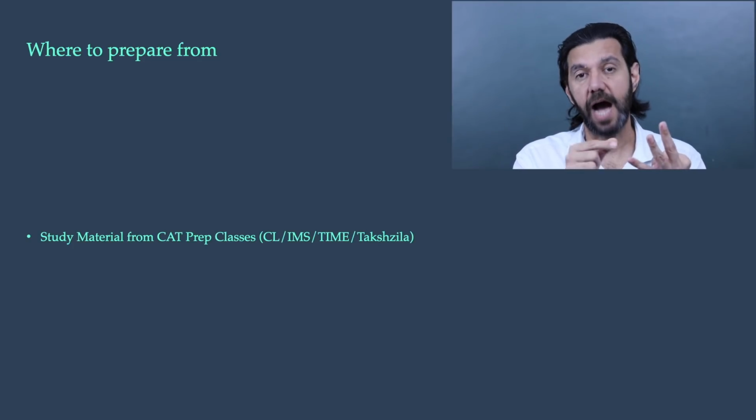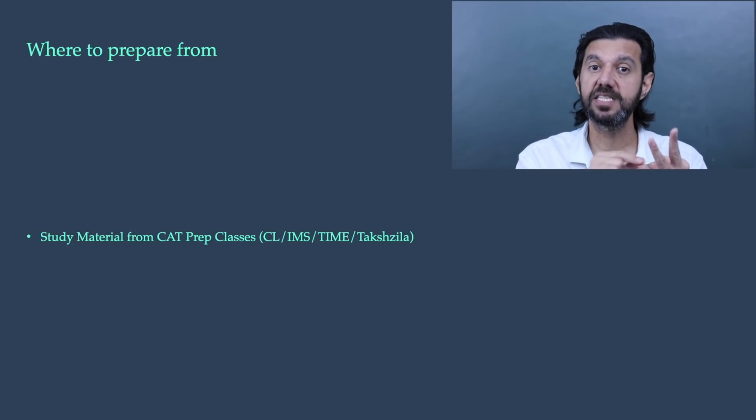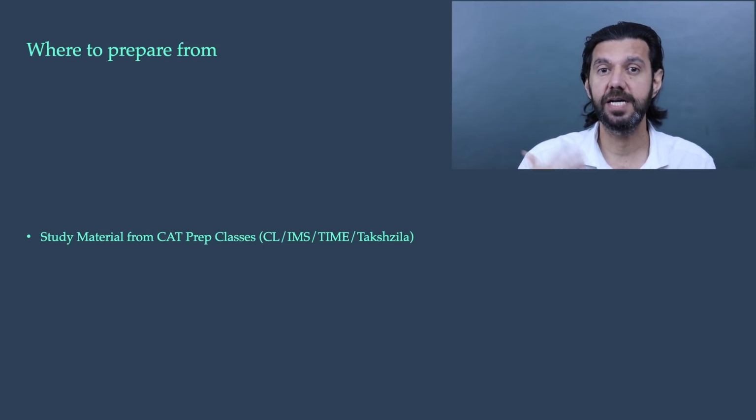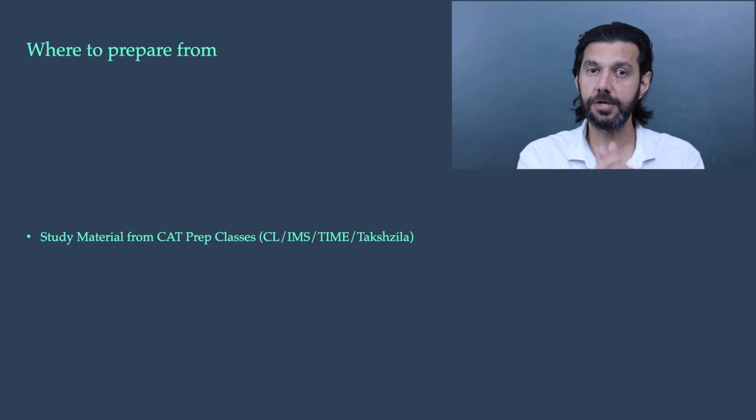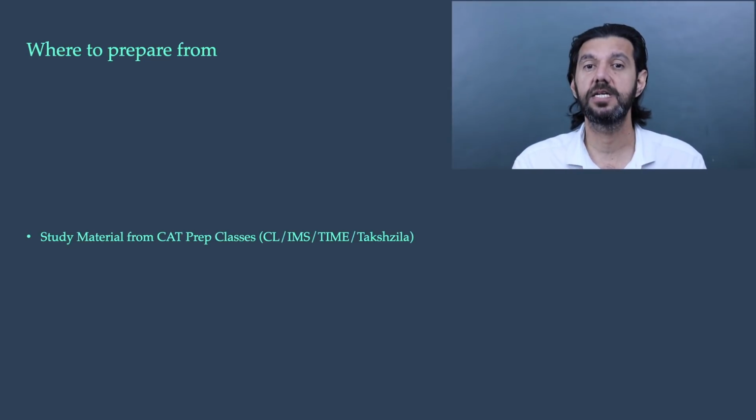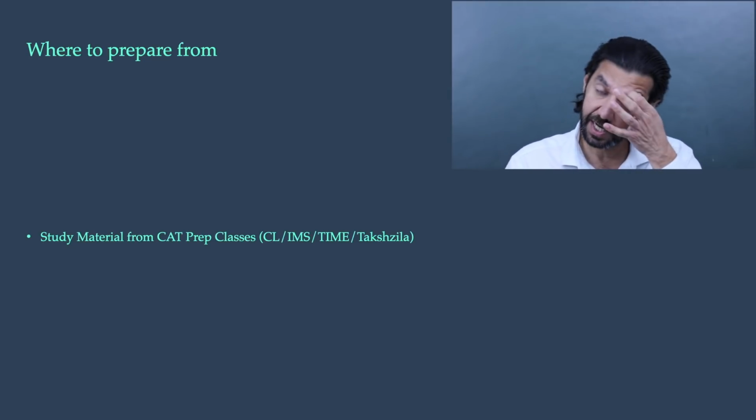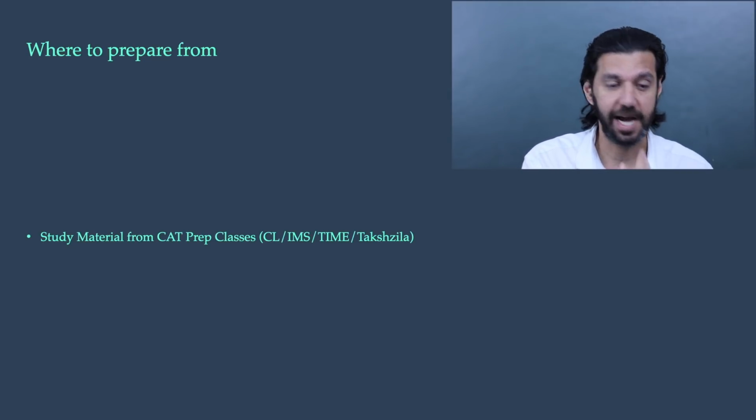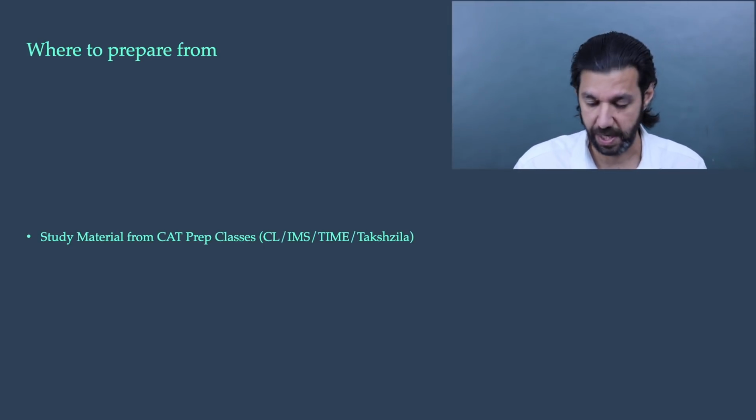So IMS calls it BRM, Basic Reference Material. TIME calls it Basic Study Materials. Career Launcher calls it Fundamental Books. So you need to have one of these materials, students, right? So source it, you get it second hand or online or so on. So that is one source.